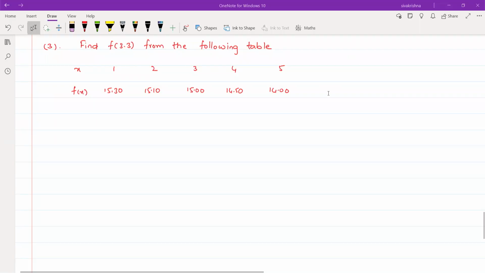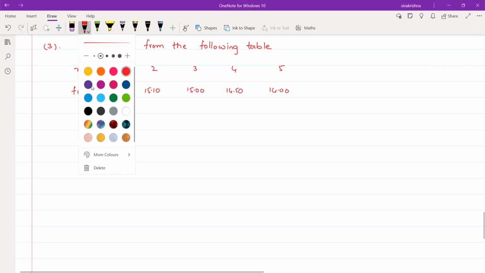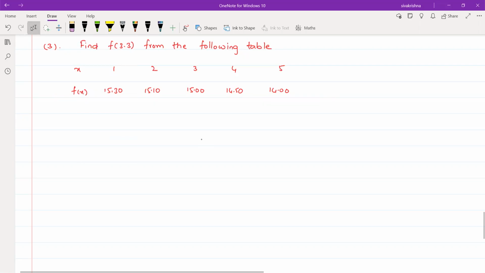Today, I am going to discuss two more problems on Gauss forward interpolation formula. So coming to the first problem, find f of 3.3 from the following table. In the table, we have given the values of x as 1, 2, 3, 4, 5 and the corresponding values of y as 15.30, 15.10, 15.00, 14.50 and 14.00. From this table we have to find the value of y corresponding to the value 3.3.